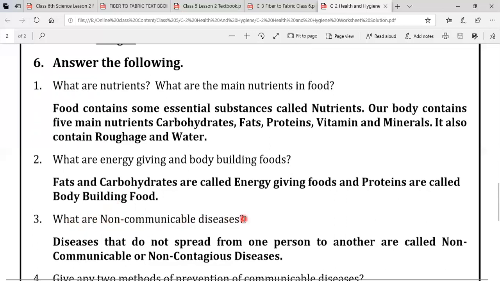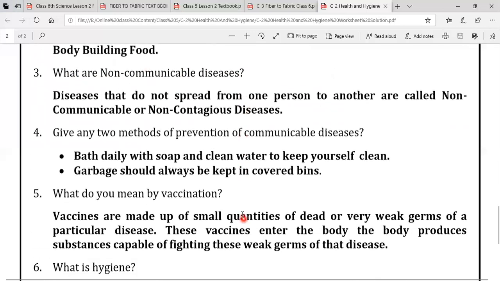What are non-communicable diseases? Answer: diseases that do not spread from one person to another are called non-communicable or non-contagious diseases. So you should understand, it will not spread from one person to another person. For example, from a sick person to a healthy person, it will not spread. Such types of diseases are called non-communicable diseases, or also non-contagious diseases. Understood?